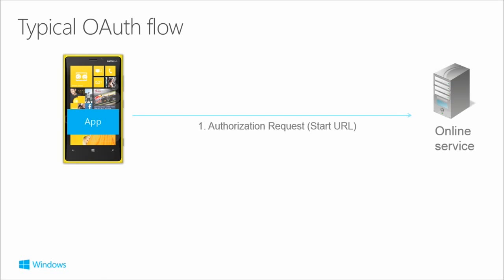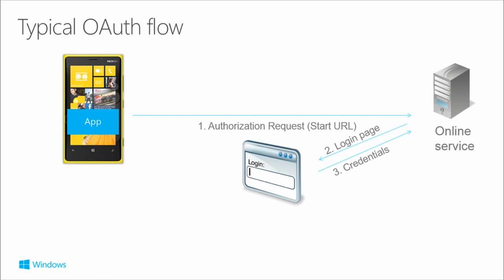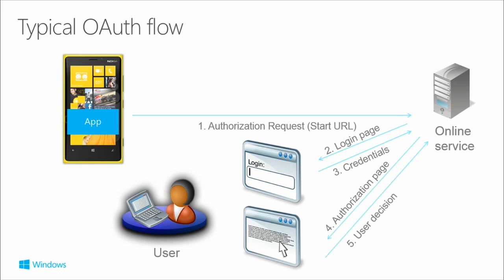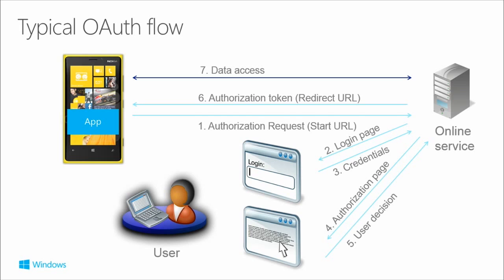So the typical OAuth flow is you've got your online service, the app makes the authorization request, then the online service will pop up a web page with a username and password. The user has to authenticate against that, enter their credentials. Then the user decision goes back to the online service. The online service authenticates that, says, yeah, you're cool, and it sends back a token to your app. And thereafter, the app uses that token whenever they want to call back into that service.